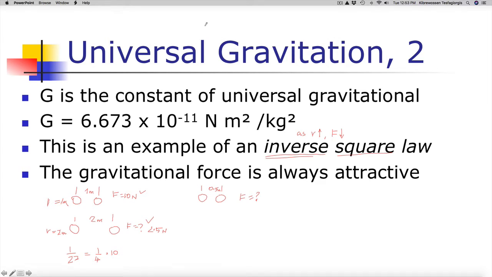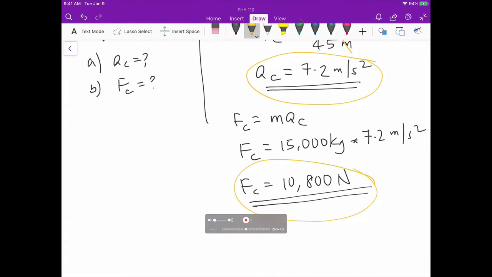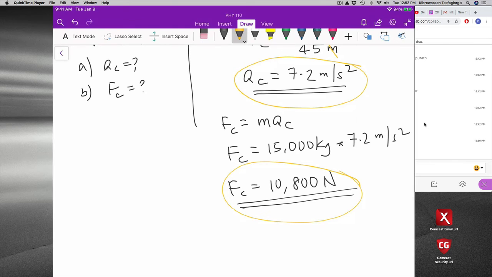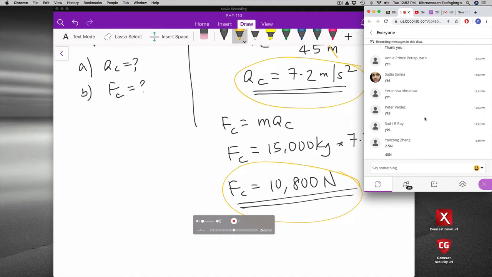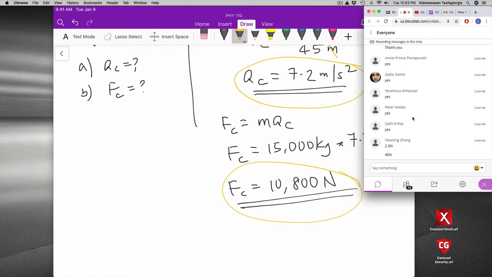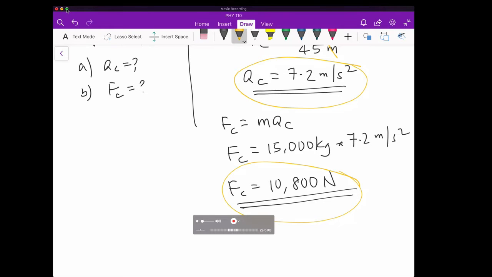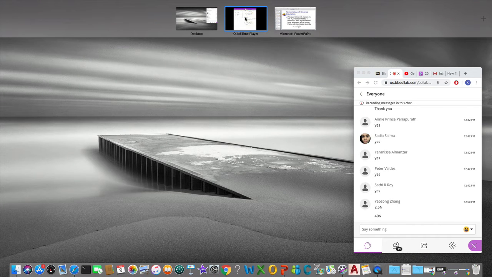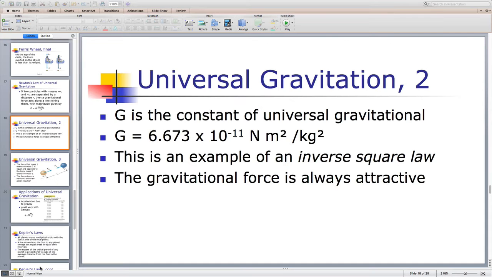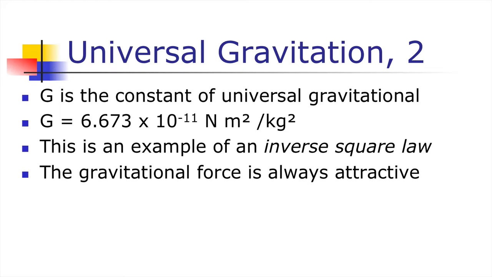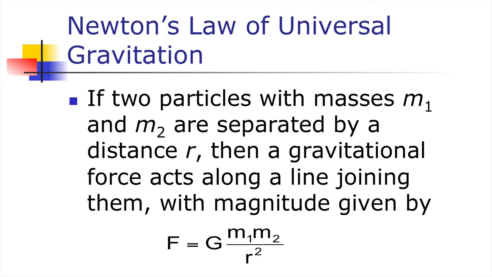All right. Yeah, thank you. That's correct. It's going to be 40 Newton. How? How? Now that my calculation is gone. How?